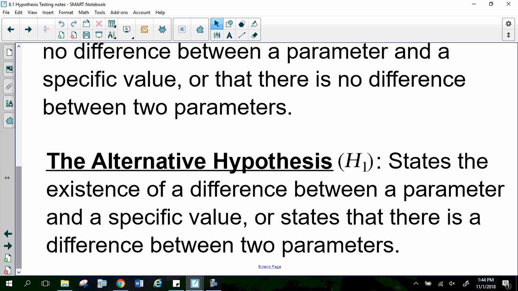So the alternative hypothesis states the existence of a difference between a parameter and a specific value, or that there is a difference between 2 different parameters. So maybe a difference between 2 different proportions, 2 different whatever. We'll do more of this part in chapter 9.